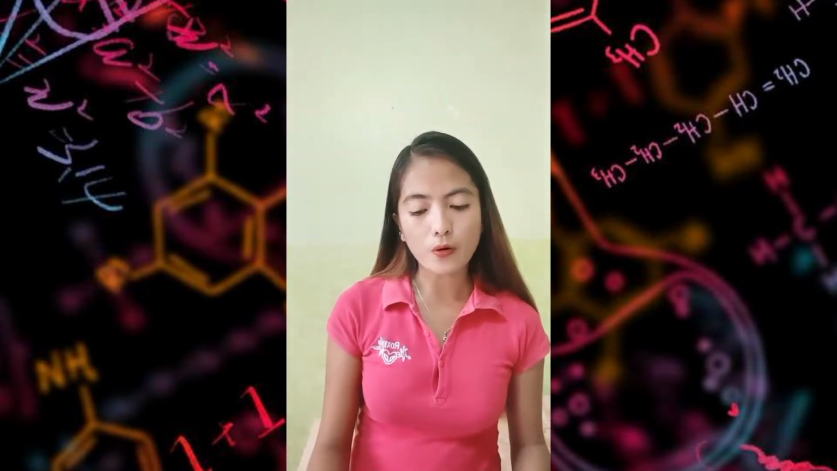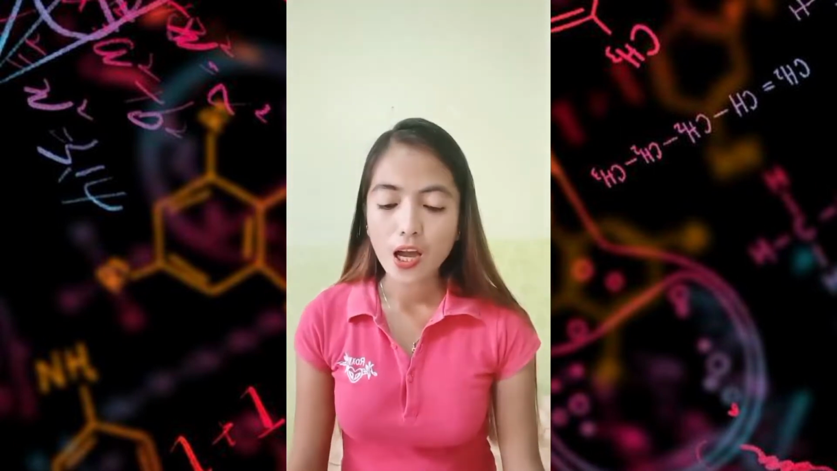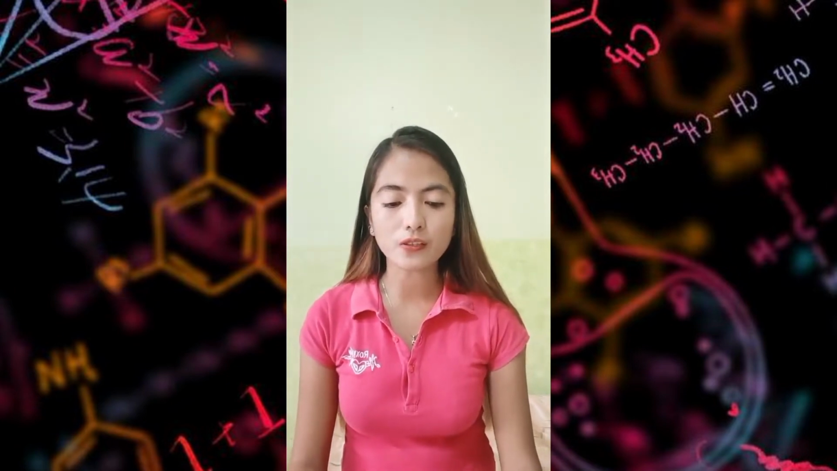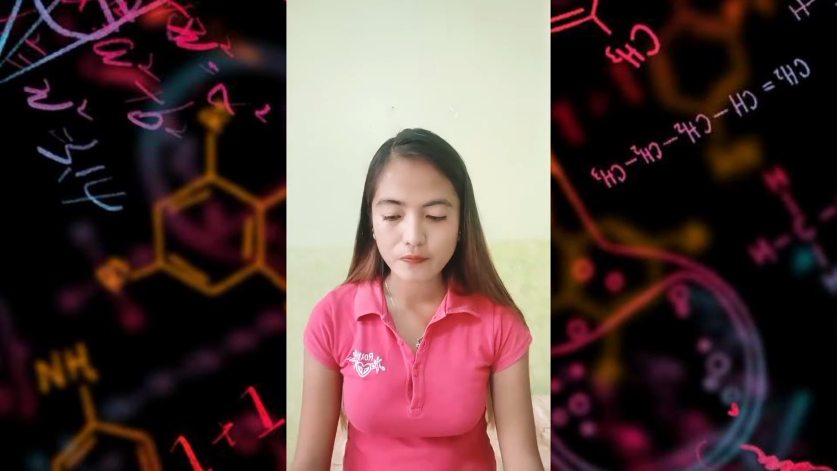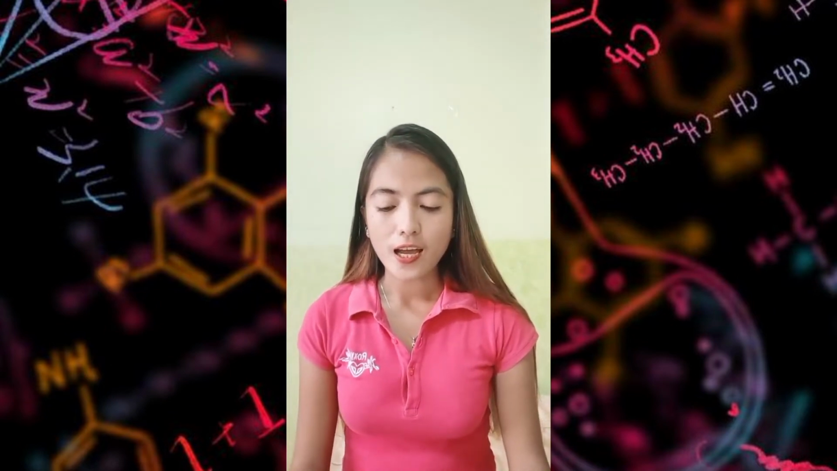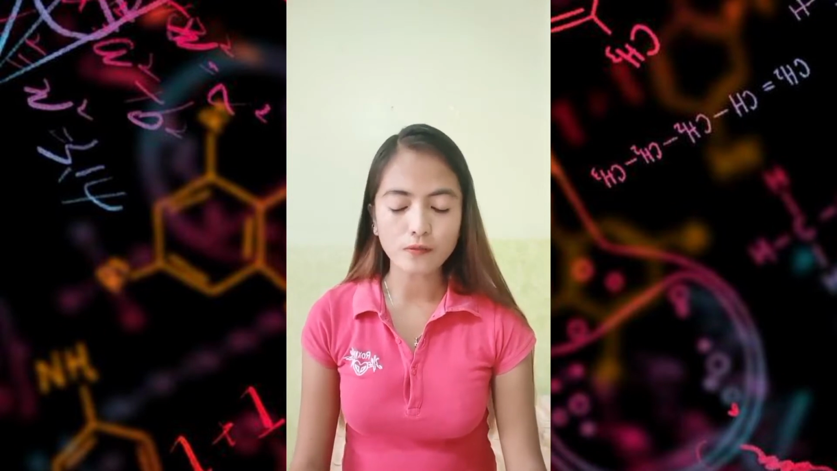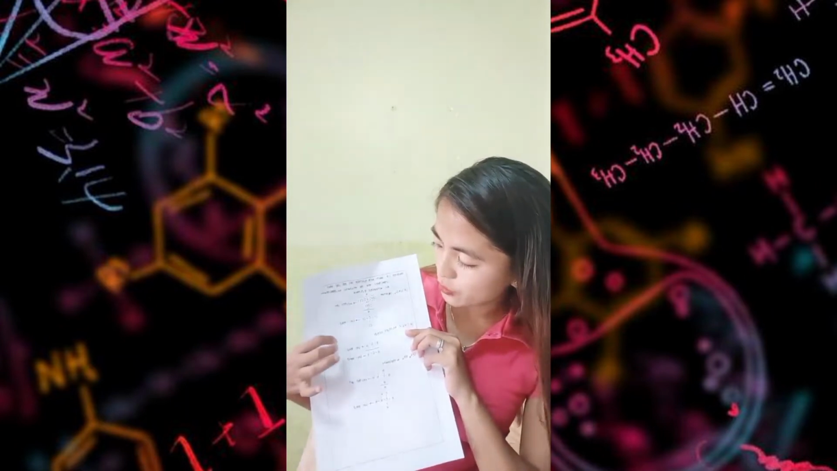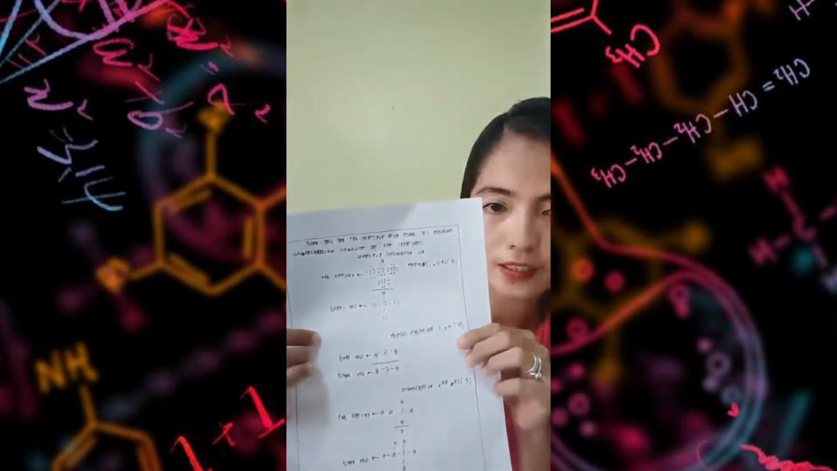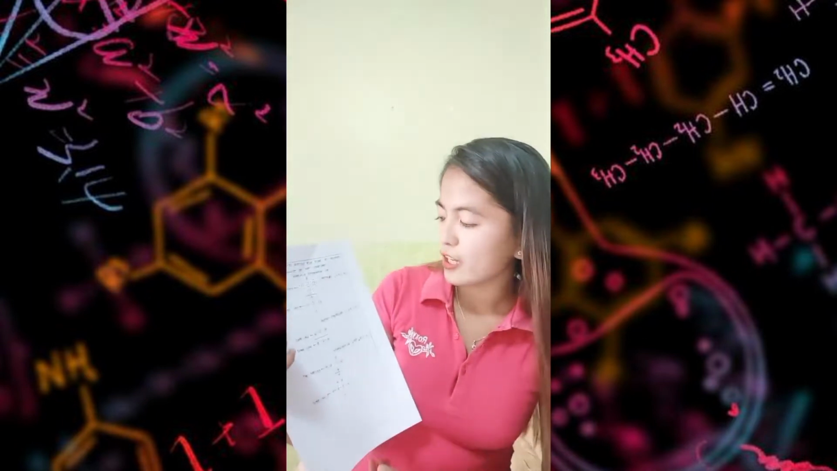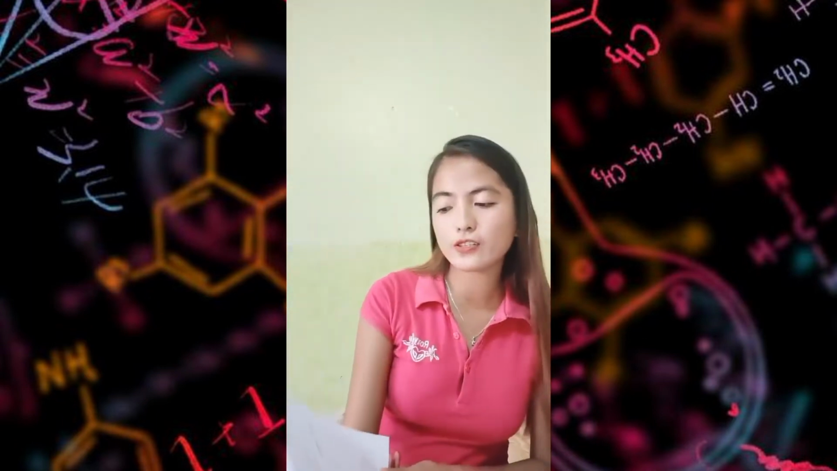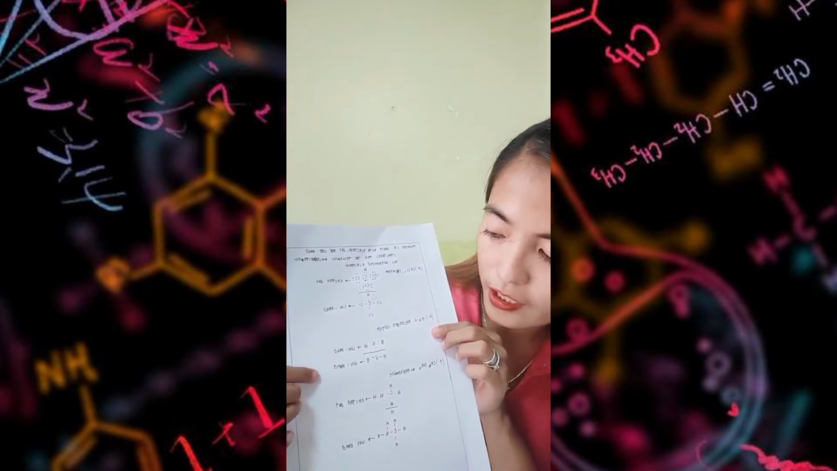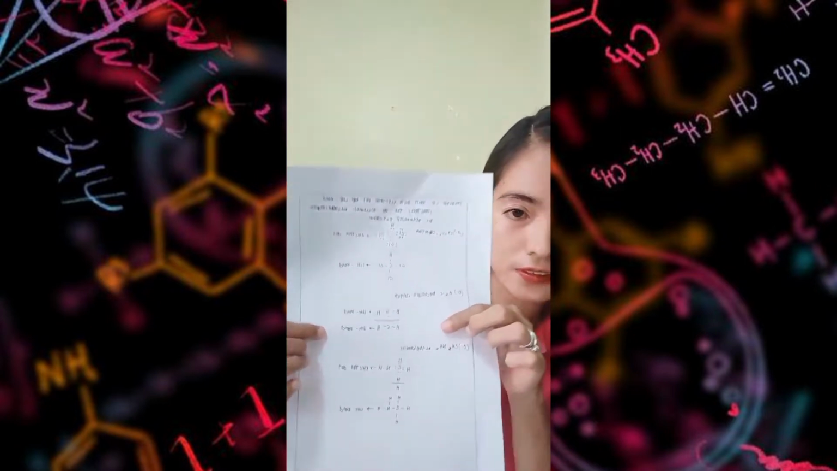Problem number 1.6. Write both electron dot and line bond structures for the following molecules, showing all non-bonded electrons. CHCl3, chloroform. These are the electron dot, and this one is the line bond. Okay. B. H2S, hydrogen sulfide, and this is the line bond, and this is the line bond also. Okay.